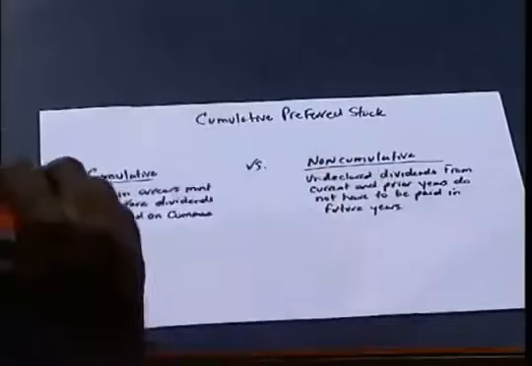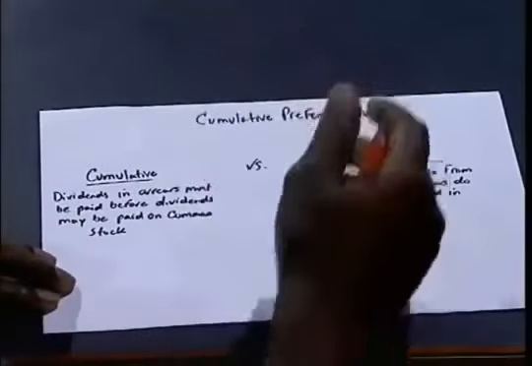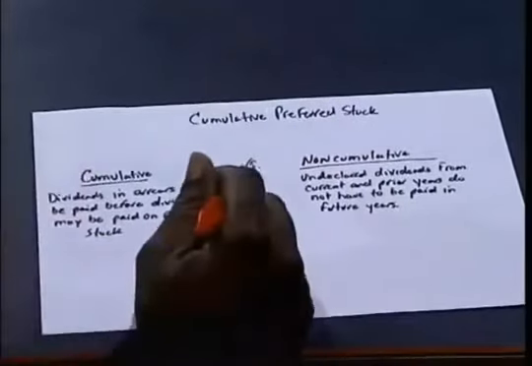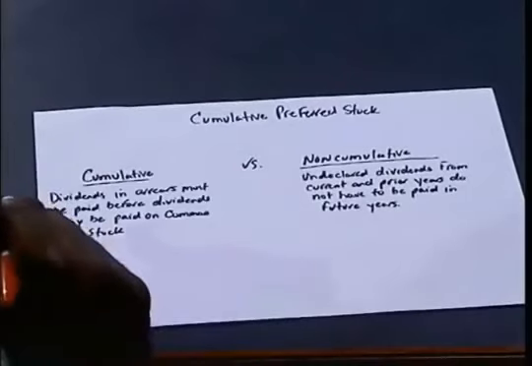What does that mean? That means that if it's accumulative, if the company declared dividends in the prior year and did not pay preferred, they must pay the back dividends and also the current dividends of that year before dividends are given to common stock. That's the difference between accumulative and non-accumulative. If it's non-accumulative, you're only concerned with the current year and you're not concerned with the prior year of the dividends.